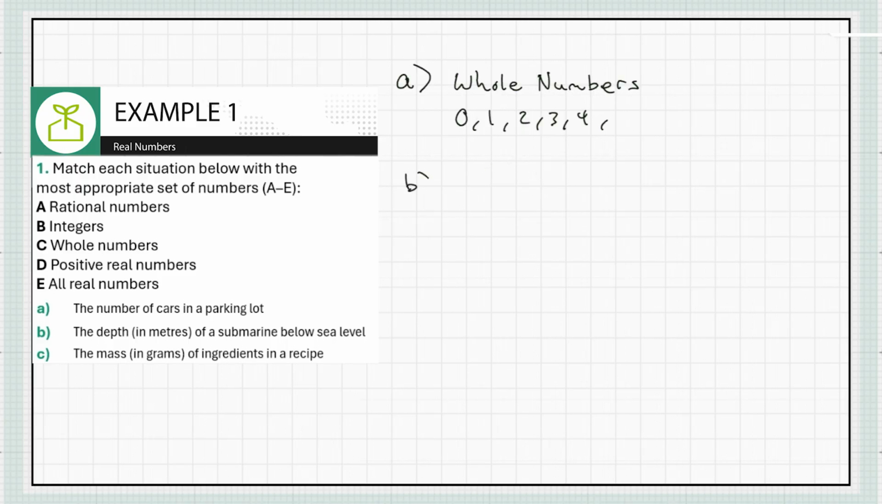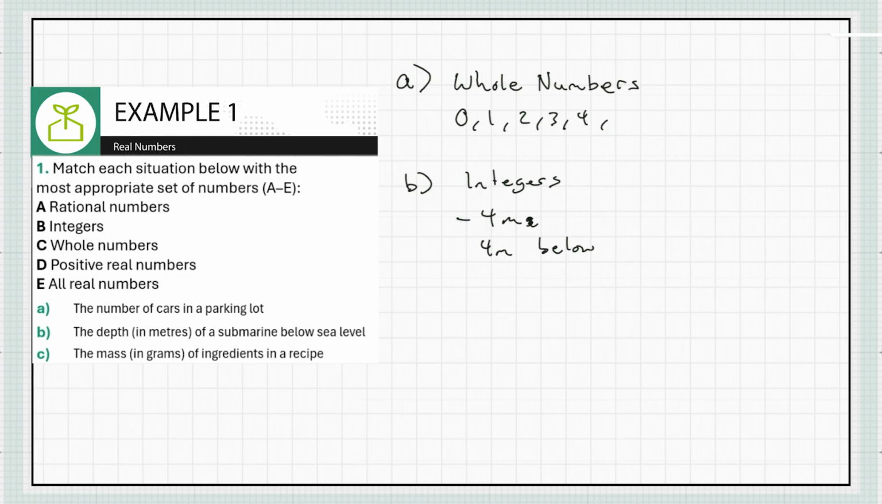Alright, let's look at B. So for B, we have the depth in meters of a submarine below sea level. Now this one could be a couple of things. So, depending on how we're speaking about how far below the sea it could be, we could end up with either integers, right? It could be that I say, oh, we're -4 meters underneath the sea, or I could just say we're 4 meters below the water.